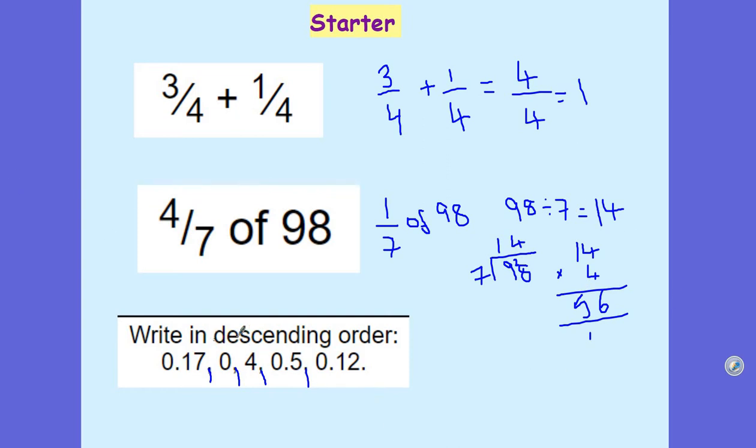And finally, in descending order. What does descending mean, Ellen? From highest to lowest, brilliant. So my highest number is going to be 4. My second highest is 0.5. My third highest is 0.17. Then I've got 0.12. And finally, my littlest number is 0.